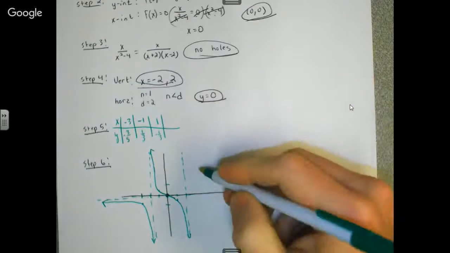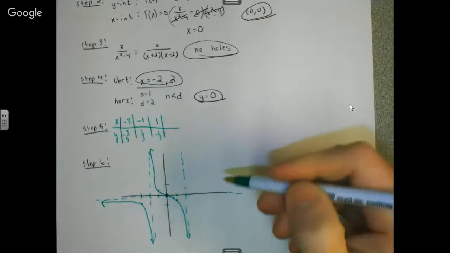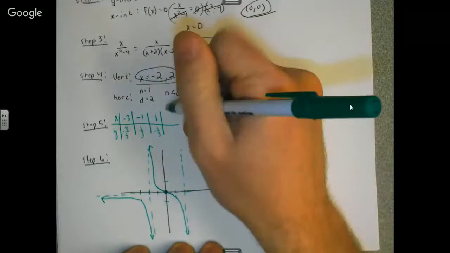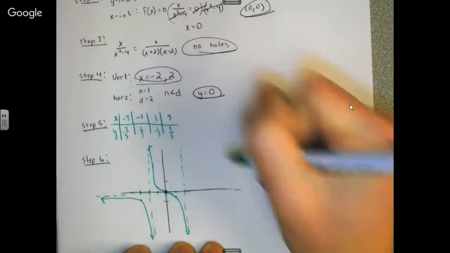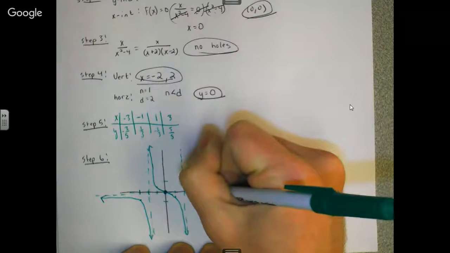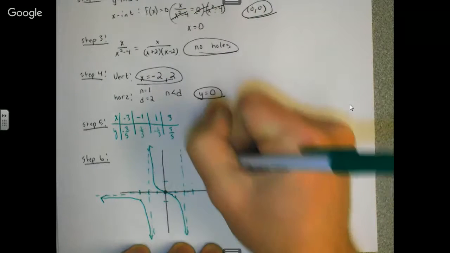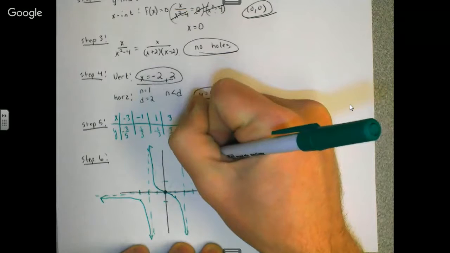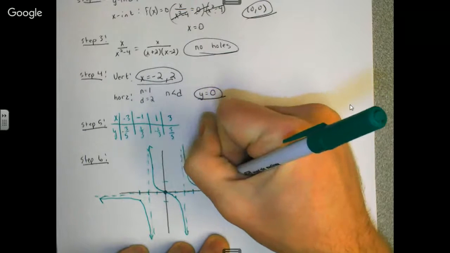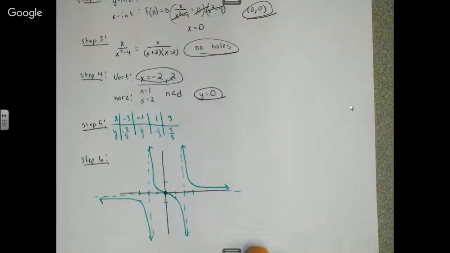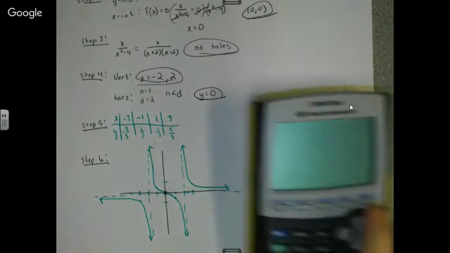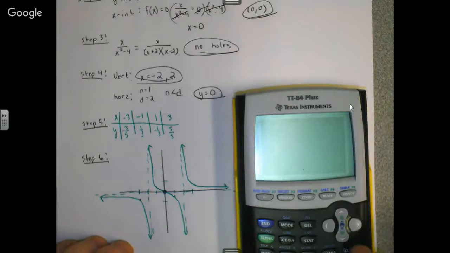And then here I need to see if I am in the top or the bottom. So we'll plug in 3 there, plug it in, I'll get 3/5. So I'm actually up here, so 3/5. So again, I'm approaching that one. I come down here, go through that point, and I approach this one. And there's my graph.